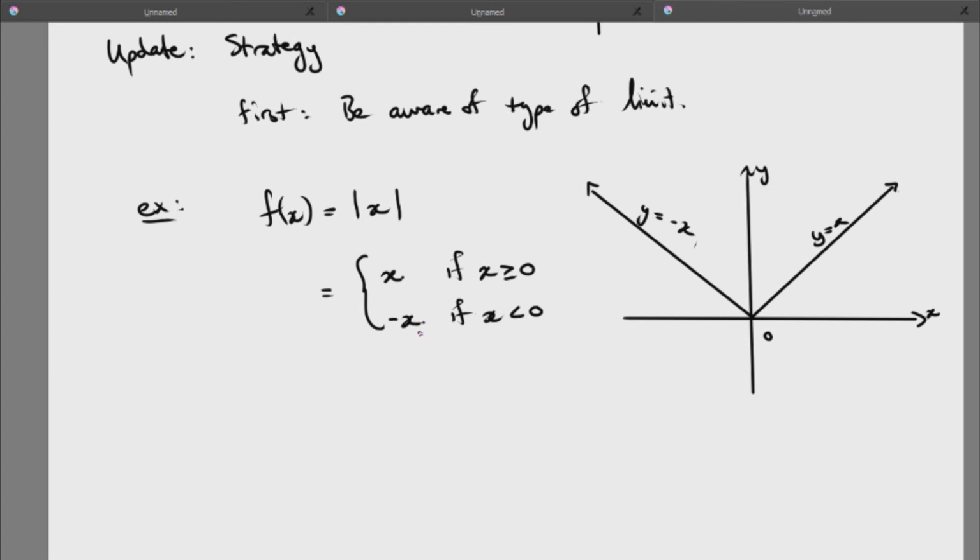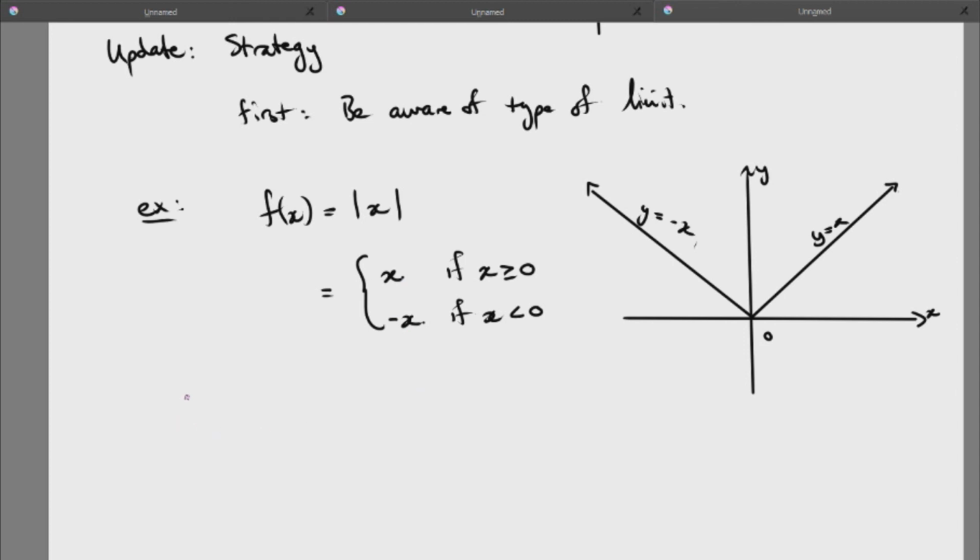And the reason why the absolute value is so annoying, I thought in pre-calculus it was super annoying, did not like it, is because it makes you think it's one function, but it's really not. It's a piecewise function. And I need to treat it like a piecewise function.